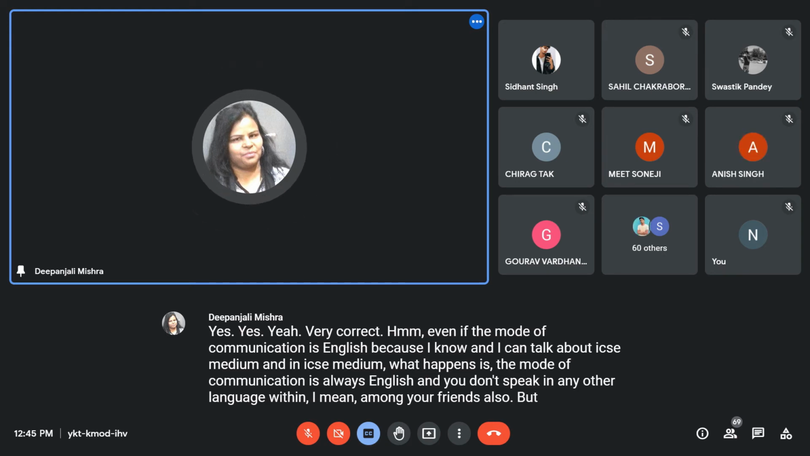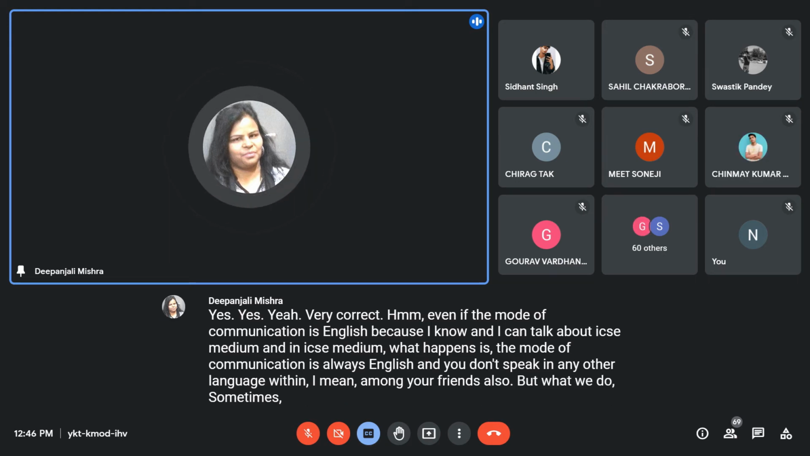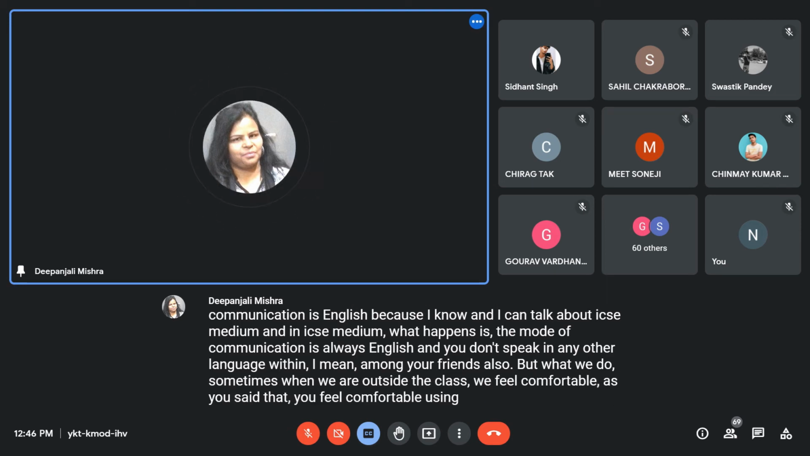But sometimes when we are outside the class, we feel comfortable, as you said, using a language which is either your mother tongue or Hindi.